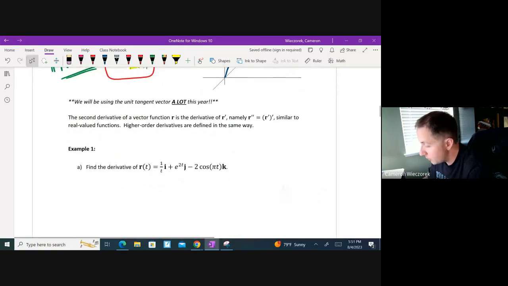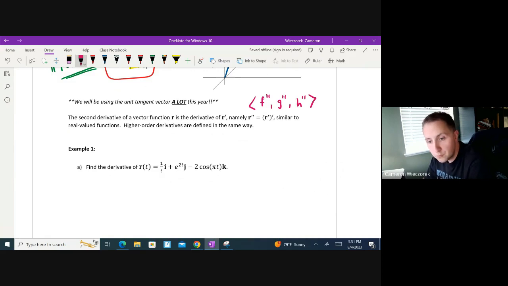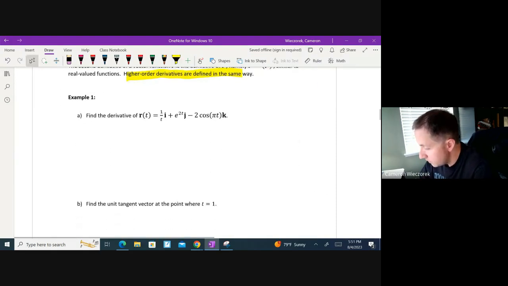So if I wanted to calculate r double prime, all I would do is take 2 derivatives of each of my component functions: f double prime, g double prime, h double prime. If I wanted to take the 4th derivative, I would take the fourth derivative of f, the fourth derivative of g, and the fourth derivative of h. So they're defined in exactly the same way. Okay. Let's try an example.